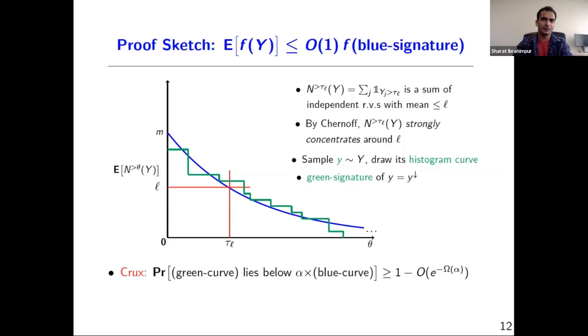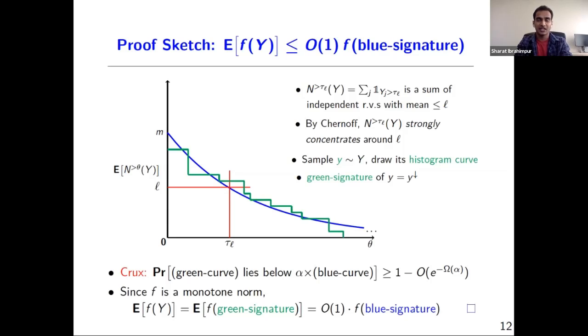Here's the crux of our proof. The probability that the green curve lies below alpha times the blue curve rapidly approaches 1 as alpha grows. Since the norm is monotone, the expected norm of capital Y is within a constant factor of the norm of the blue signature, which finishes the proof.